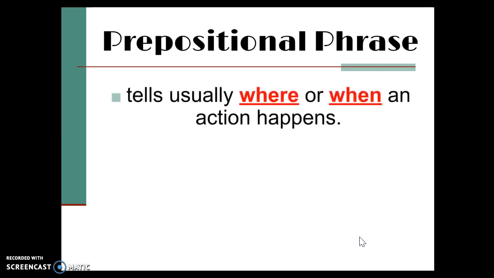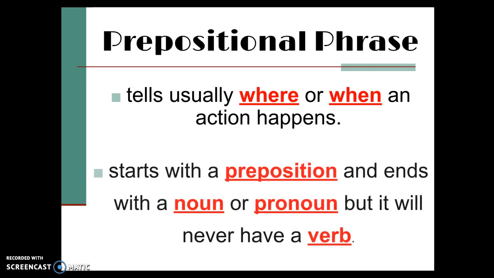Prepositional phrases tell where or when an action happens. They start with a preposition, and we're in the midst of memorizing our prepositions list right now, and they end with a noun or pronoun. And rule number 1 with prepositional phrases is they will never ever have a verb in them.